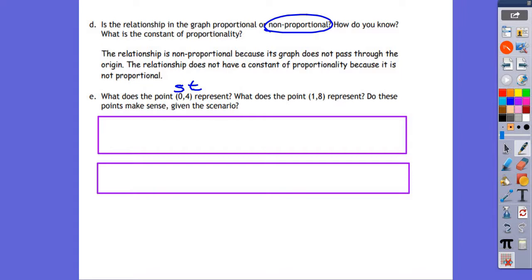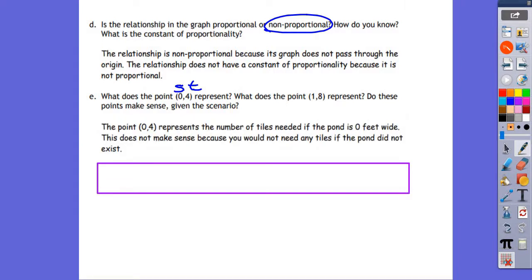If I'm not going to build a pond, should I even have 4 tiles? No. So it really doesn't make sense. 0,4 represents 0 sides, but 4 tiles. And it doesn't make sense because you don't even have a pond to tile. You're just doing the perimeter of it so the water doesn't come out of the pond.